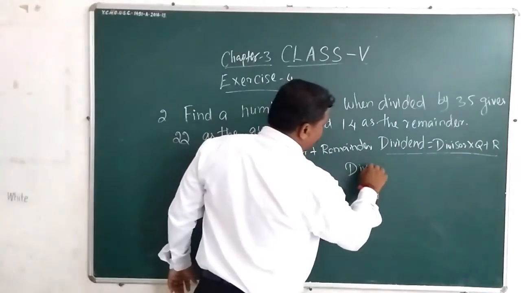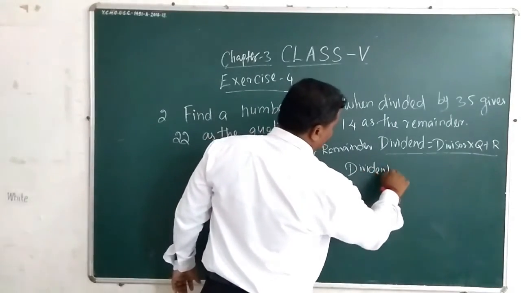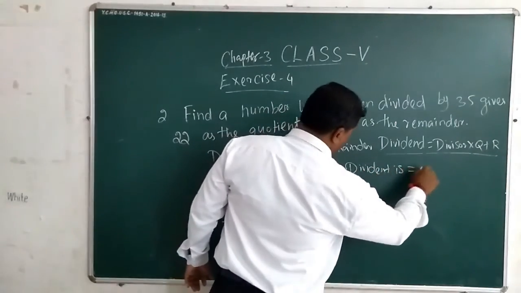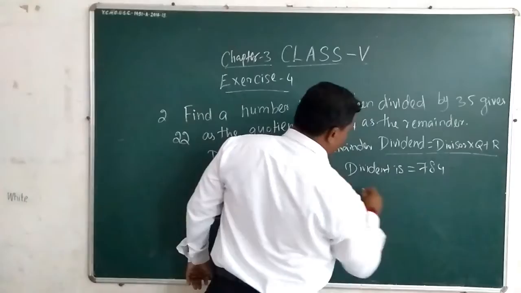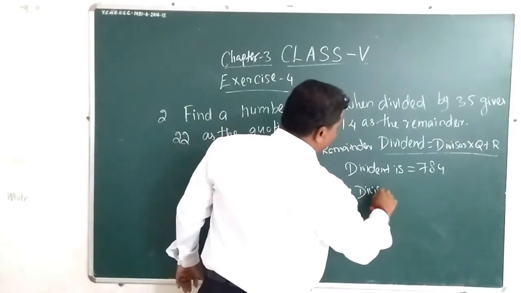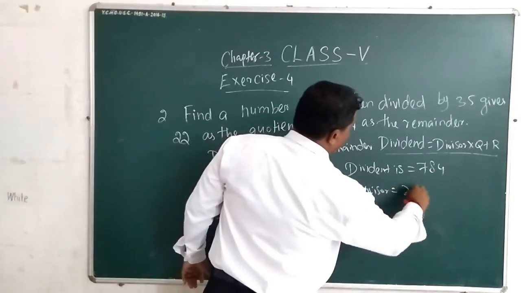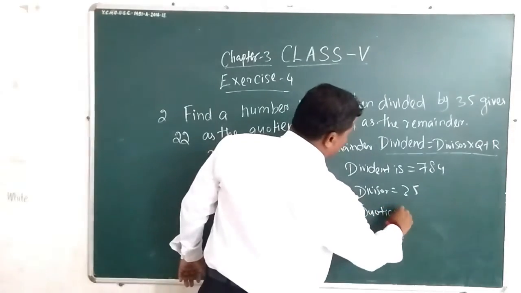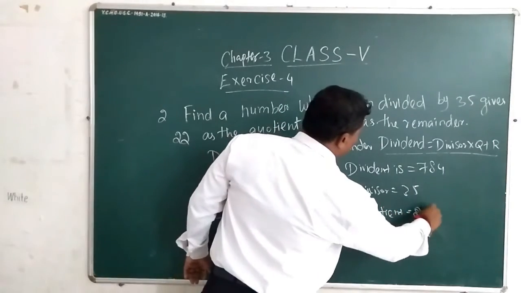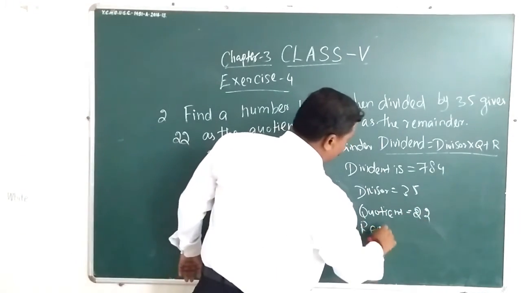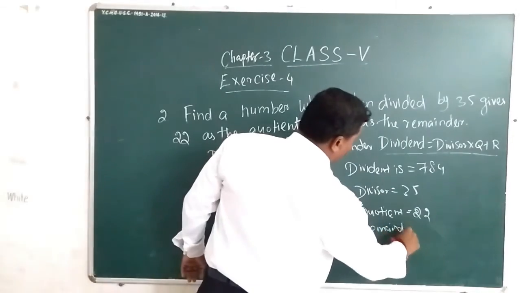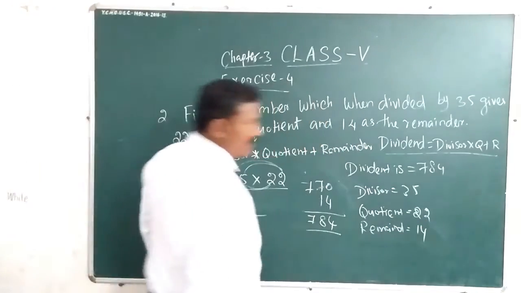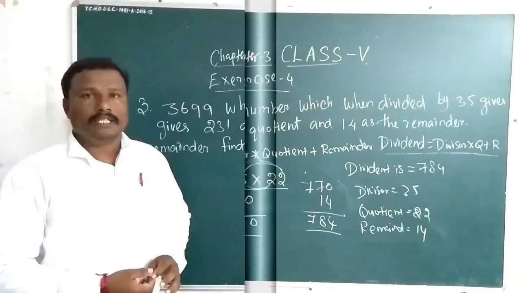So dividend is 784. Then divisor 35. Then quotient 22. Then remainder 14. So this is the answer.